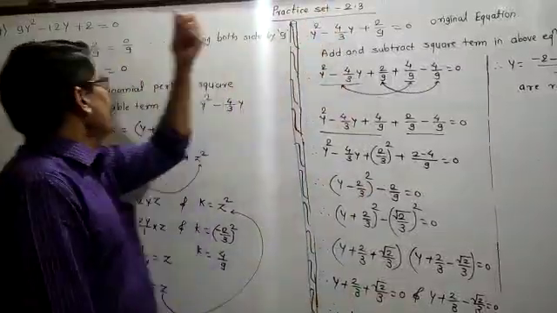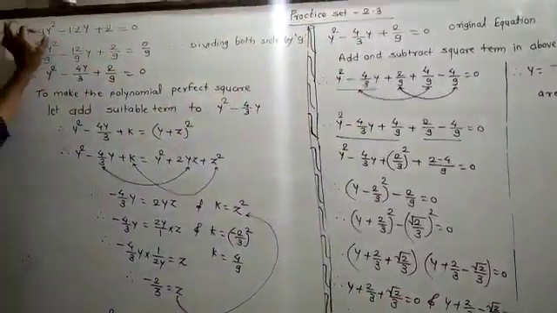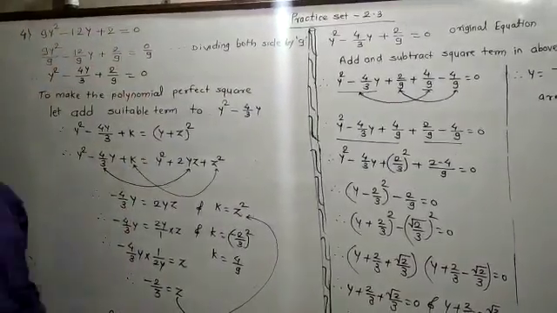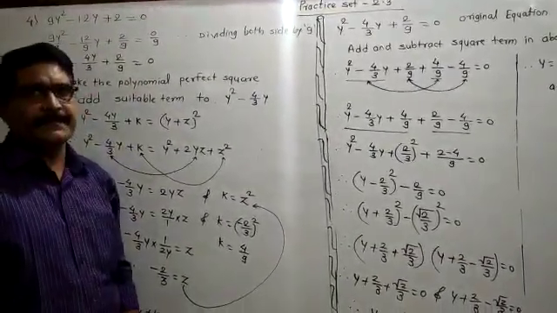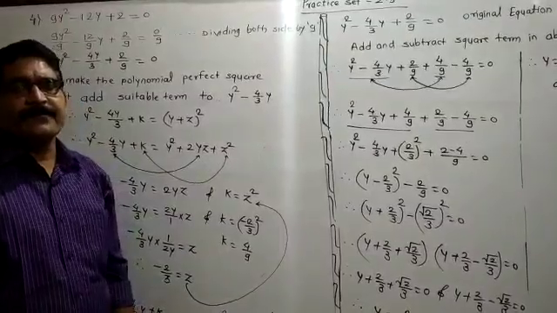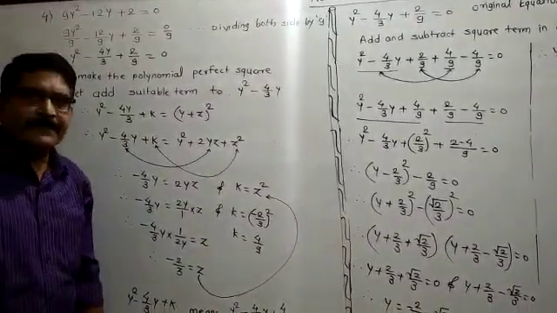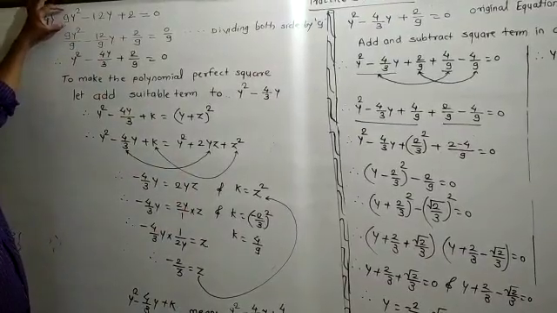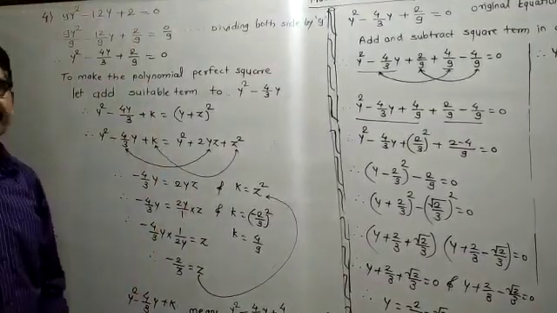Set 2.3, fourth example: 9y square minus 12y plus 2 is equal to 0. You have to solve this example by the completing square method. According to the rules, you have to write the given equation in the form x square plus bx plus c is equal to 0. The given expression is in the form x square plus bx plus c is equal to 0.